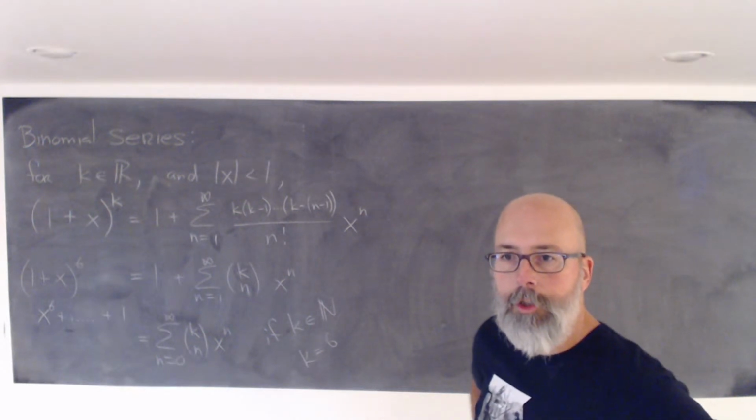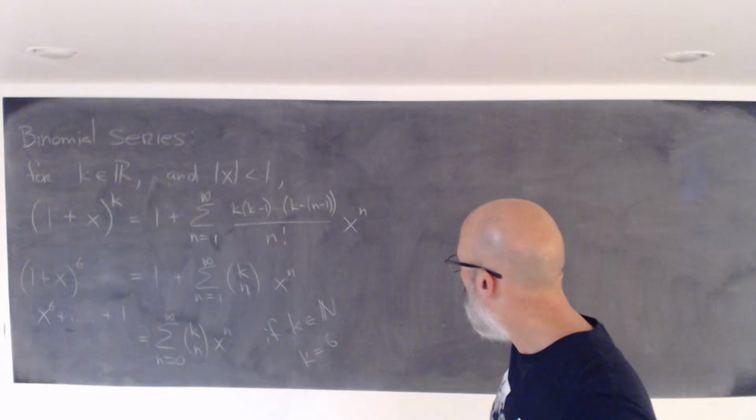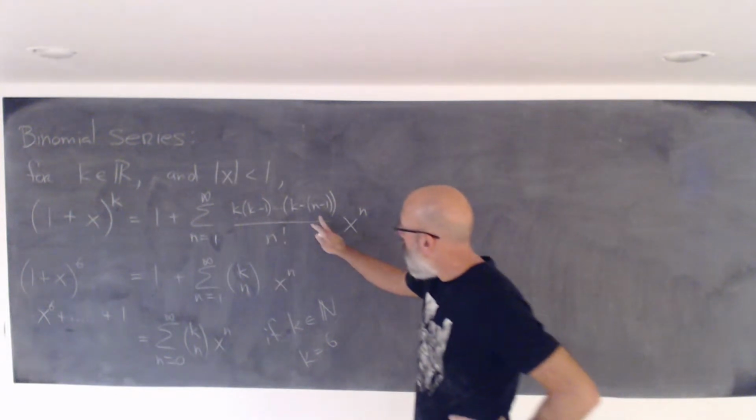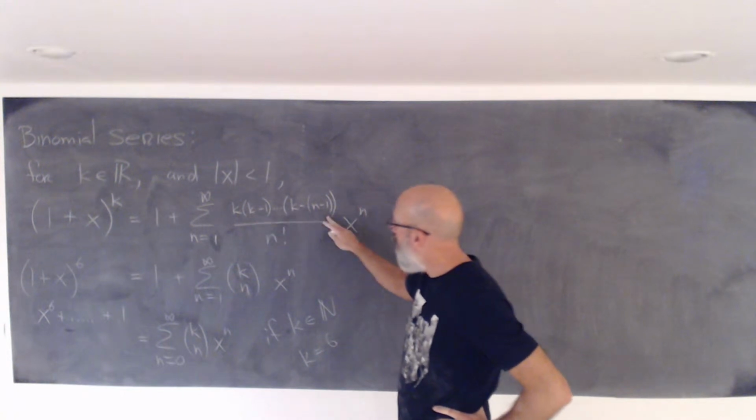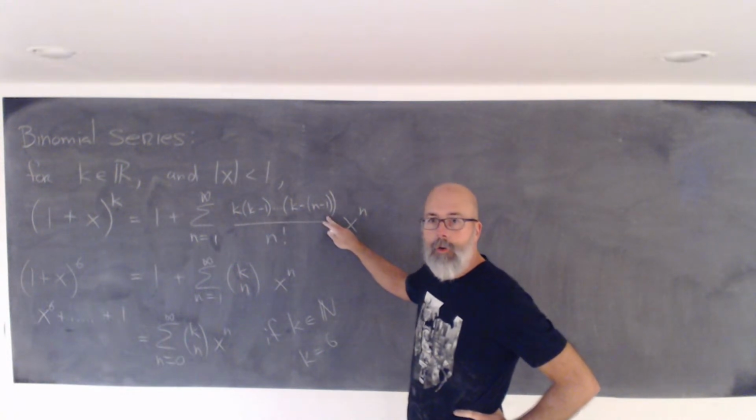Yushen, I'm not sure what you're asking here. What we're saying is that if k was a natural number, eventually this numerator would be 0.